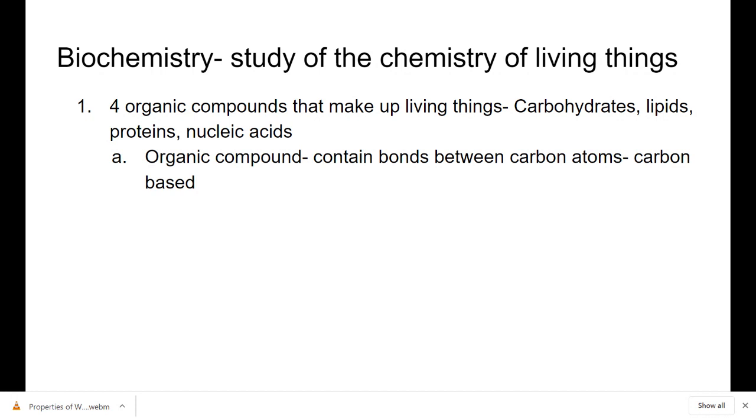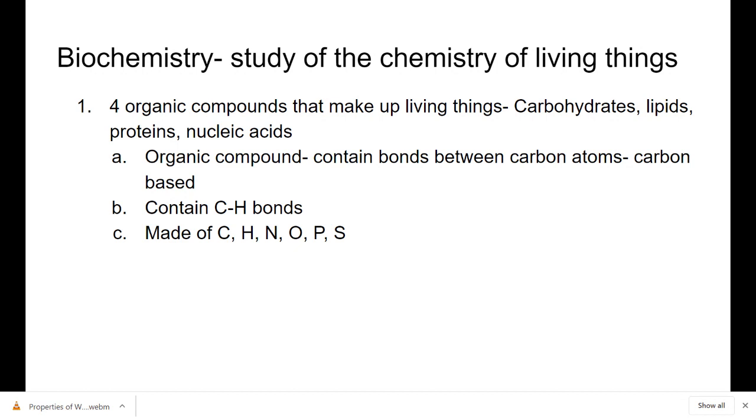Carbon based means there's this thing called a carbon skeleton, which I'm going to show you a lot of pictures of. And that's really the basis for what makes all 4 of those organic compounds that you see there at number 1. So bonds between carbon atoms and stuff being built off of that. They have specifically carbon-hydrogen bonds. Okay, carbon's bonded to hydrogen all throughout this organic compound.